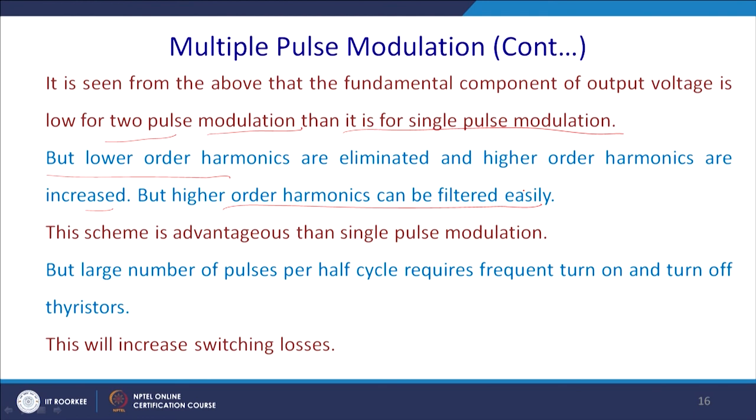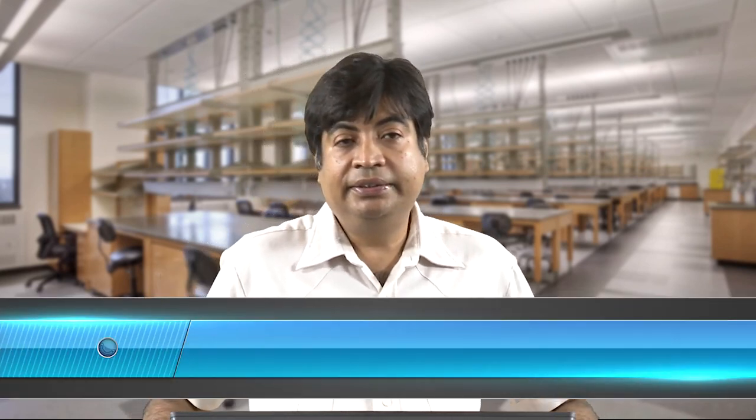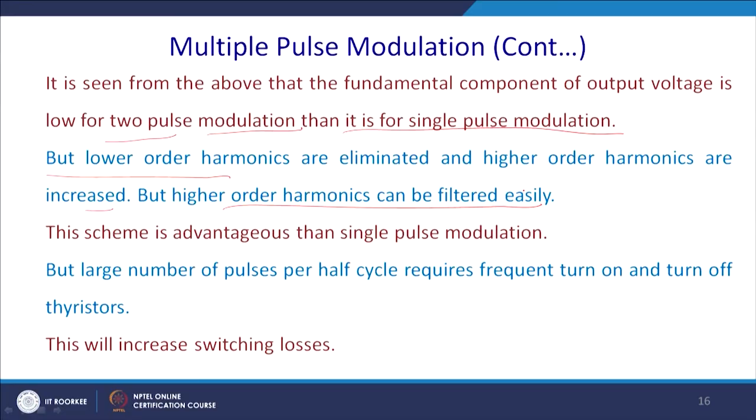So, for this reason, for the sake of compactness, the size of the filter will be bulky if you use a single pulse, but if you use multipulse, you get a little less voltage, but the size of the filter will be less. The scheme is advantageous for this reason over the single pulse modulation. And ultimately, you cannot fit it in the motor, you require fitting it to the filter.